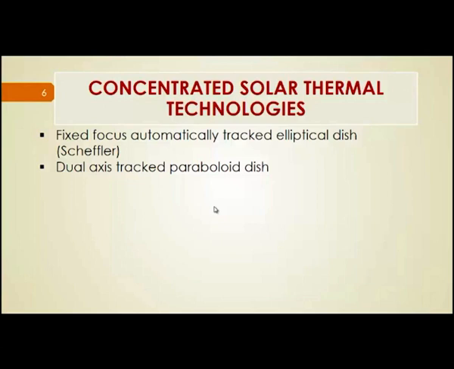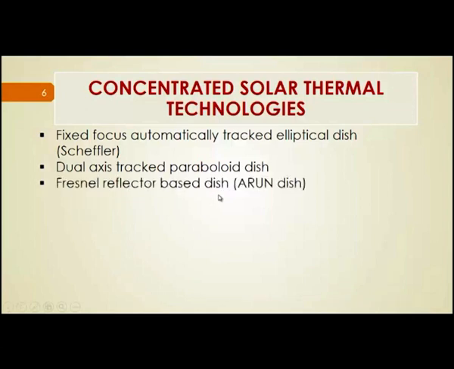If it is automatically tracked with an elliptical dish reflector, then it is called a Scheffler concentrator. Another one is the dual axis tracked parabolic dish. The sun moves in a fixed direction from morning to evening, so we can follow the sun by tracking the parabolic dish. The parabolic dish can be made to track the sun by a dual axis controller.